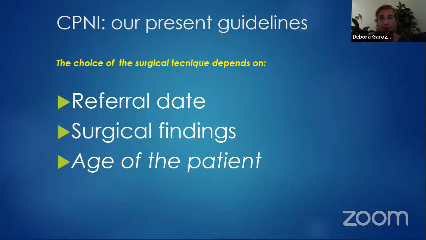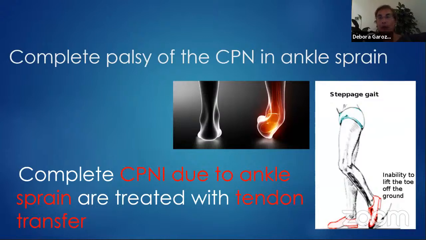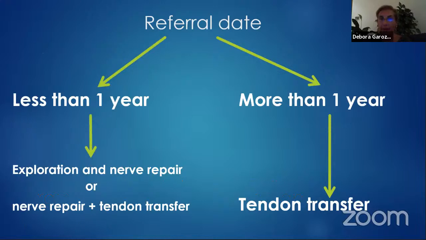And it depends on the referral date, the surgical findings, and also the age of the patient or other factors related to him. So just a brief mention of the fact that, as we said before, in CPN injuries consequent to ankle sprain, the etiology is that of an ischemia. Therefore, there is no anatomical interruption of the nerve. Those are those cases that I will directly give indication for a tendon transfer. But what about others?